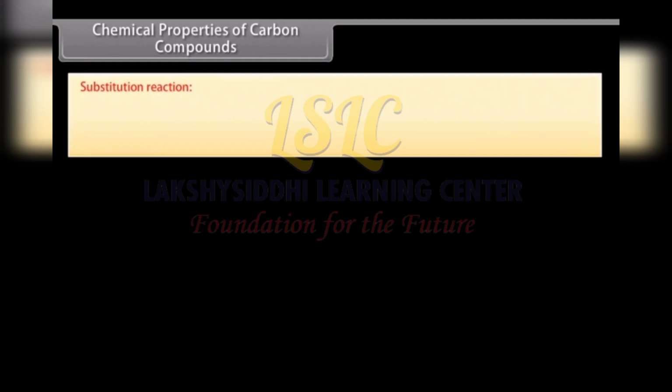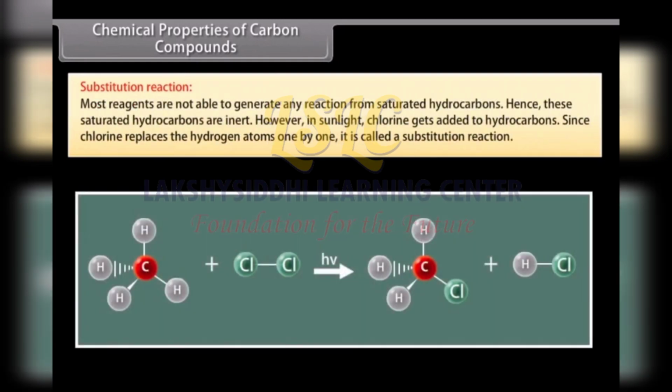Substitution reaction. Most reagents are not able to generate any reaction from saturated hydrocarbons. Hence, these saturated hydrocarbons are inert. However, in sunlight, chlorine gets added to hydrocarbons. Since chlorine replaces the hydrogen atoms one by one, it is called a substitution reaction.